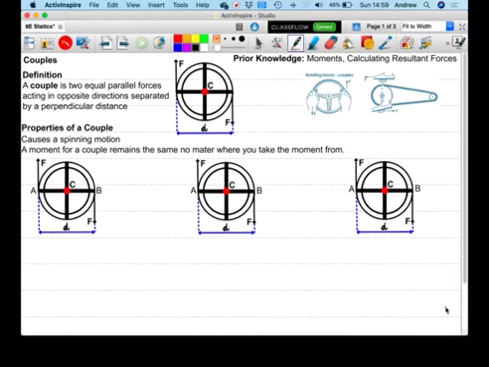Today's lesson is about couples. Prior knowledge is you need to know about moments, which we've already studied, and be able to calculate resultant forces, which we have studied. You need to learn what the definition of a couple is.